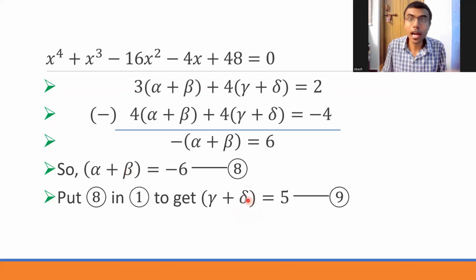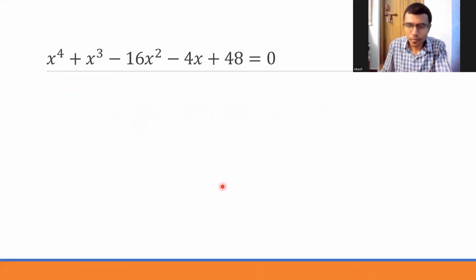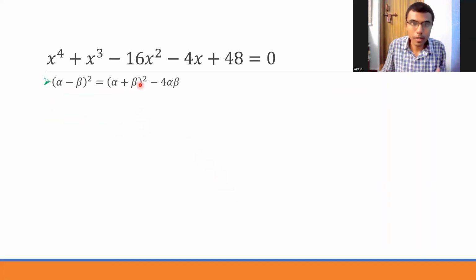Now what I want is alpha minus beta and gamma minus delta. Now how will I get alpha minus beta? If you remember, alpha minus beta whole square is nothing but alpha plus beta whole square minus 4 alpha beta. Now why am I using this? Because I know alpha plus beta and I know alpha beta also.